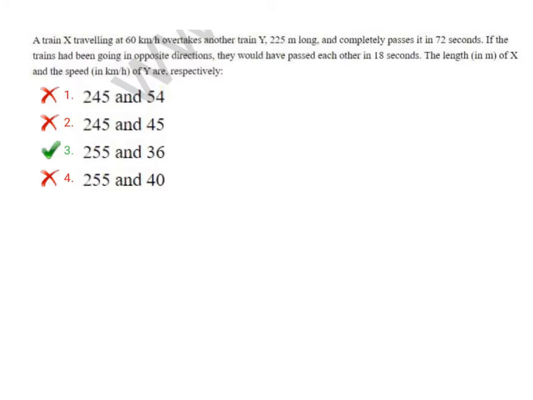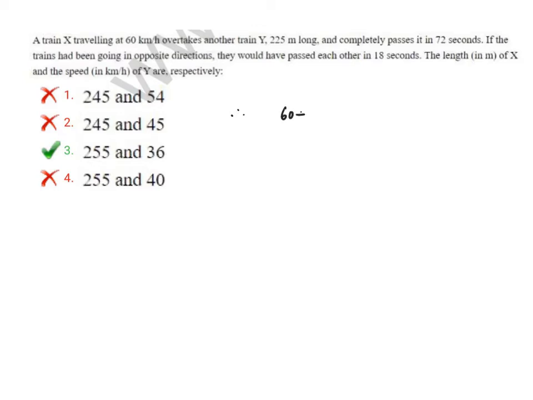A train X traveling at 60 km per hour overtakes another train Y, 225 meters long, and completely passes it in 72 seconds. If the train had been going in the opposite direction, they would have passed each other in 18 seconds. Whether they go in the opposite direction or the same direction, they are traveling the same distance. So when the distance is the same, I can say S1 by S2 is equal to T2 by T1. Therefore, when they are going in the opposite direction or the same direction, you take it.